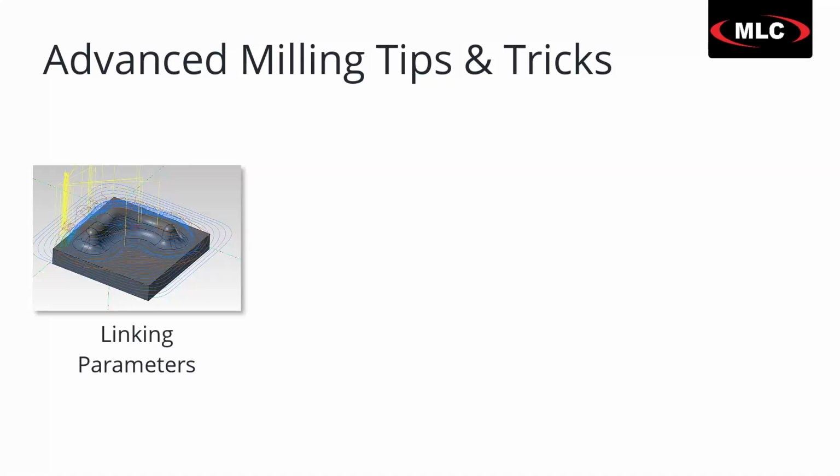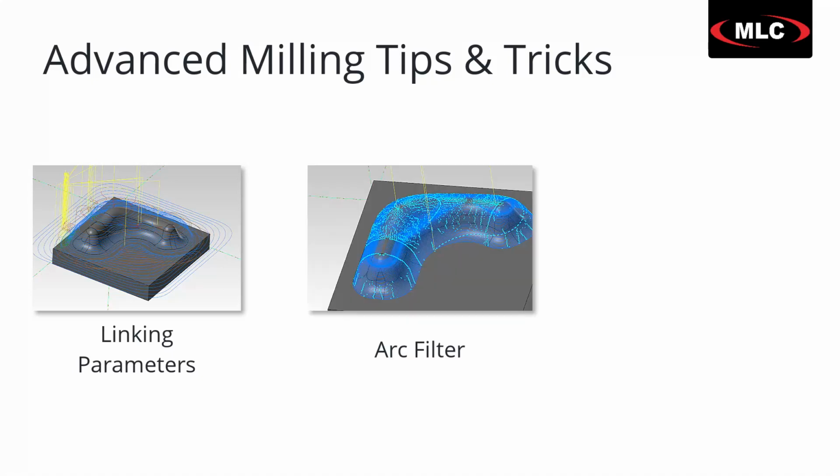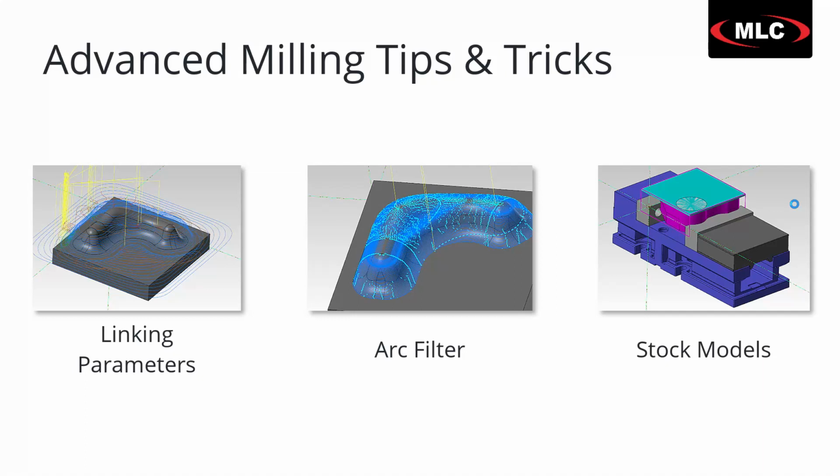The first thing I'd like to do is take a look at your 3D toolpath linking parameters and what's going on in there. We'll dig into arc filter settings for roughing and finishing for your 3D toolpaths, and then we'll end with some of my personal best practices for working with stock models in Mastercam. I'm trying to add as many little tips and tricks along the way as we discuss this.